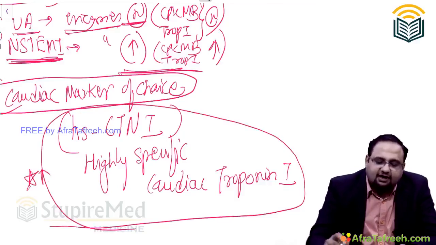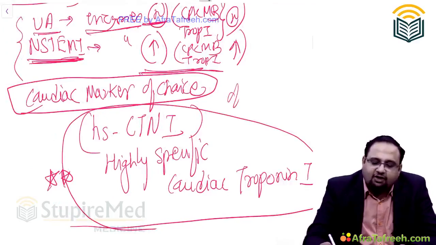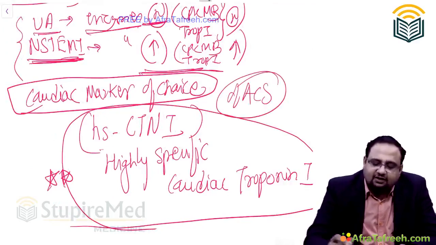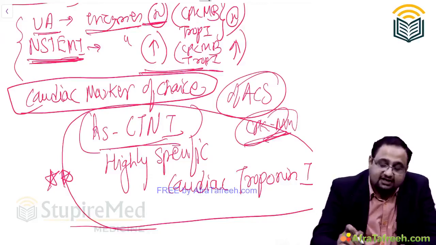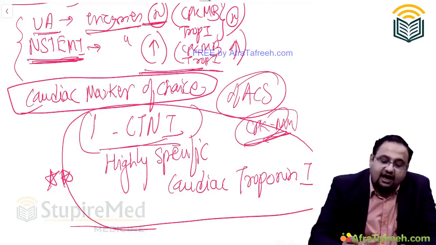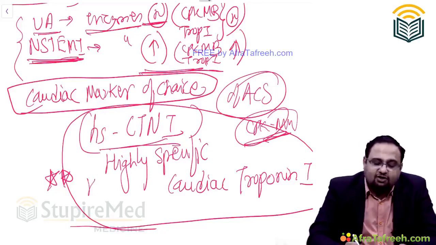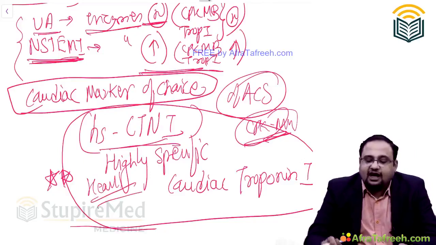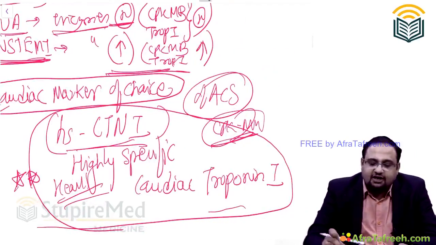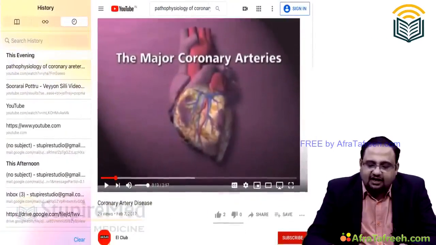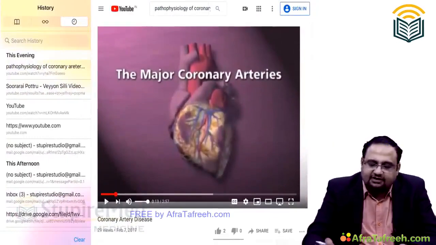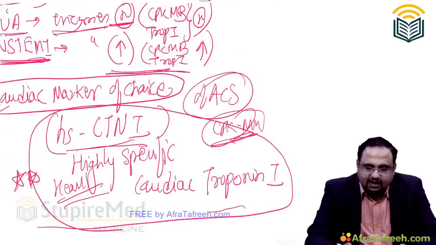So this is the cardiac marker of choice for acute coronary syndrome: HS cardiac troponin I. No more CPK-MBs are used nowadays. They are not that good markers. Remember, HS stands for highly specific or heart specific; it is also known as heart specific cardiac troponin I. So these are the two important things that one should understand. Is that clear, friends? So I again label this about coronary artery disease.